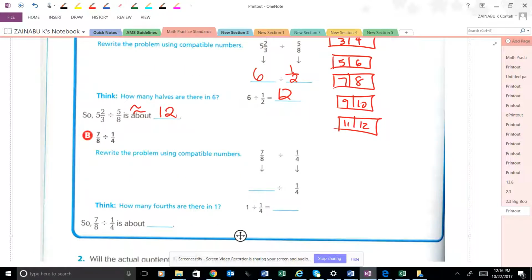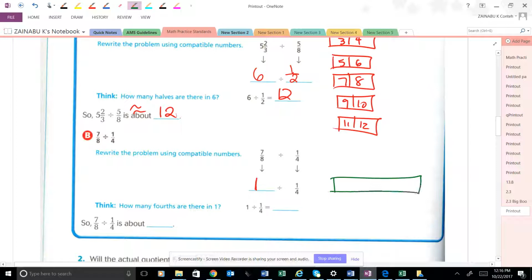7/8 divided by 1/4. Well, 7/8, to me, is very close to 1. How many 1/4s are in 1? Again, I can draw a model. I have 1 whole. How many 1/4s are in 1? Well, that's something split in half. There's 2 halves in 1. Here's a fourth. Here's a fourth. 1, 2, 3, 4. There are 4 1/4s in 1. So 7/8 divided by 1/4 is about 4.